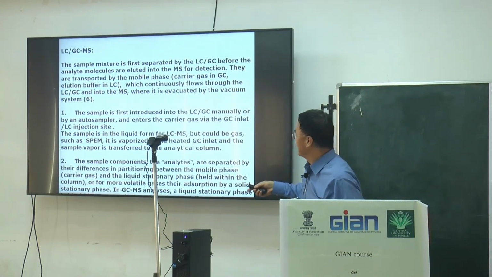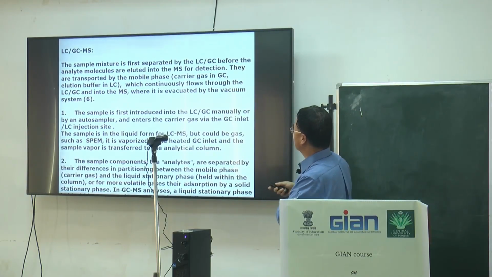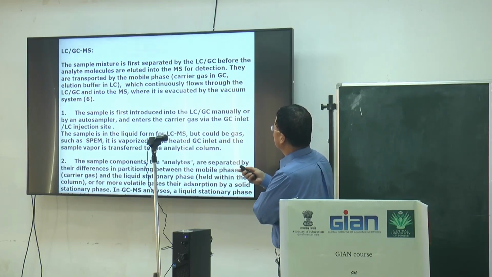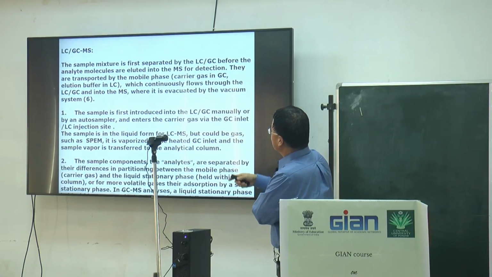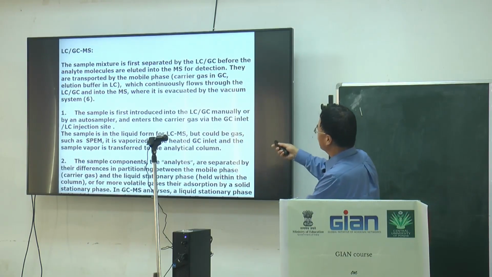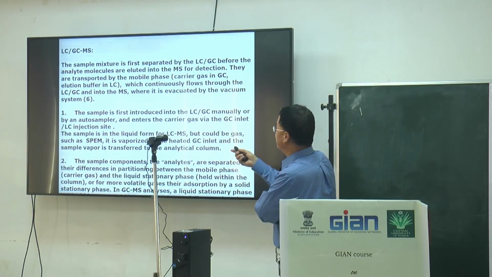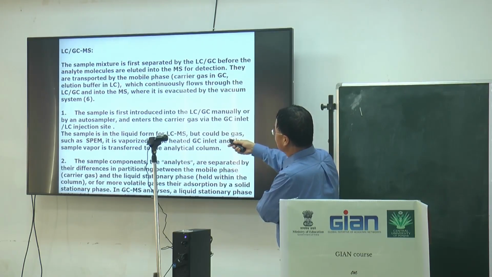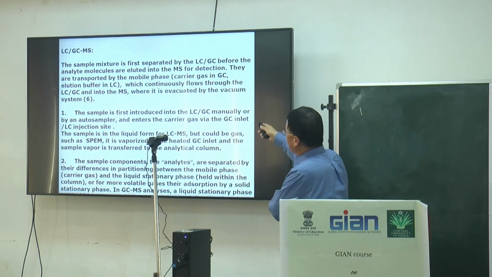So ionization is something we need to consider in how the process can reach the best result, our goal. Generally after separation, the analyzed molecules are sent to the MS for detection. This is supported by the mobile phase, the carrier gas in GC and the different synthetic elution buffers in LCMS, which continue to flow through into the mass spectrometer, where it is evacuated by the vacuum system.